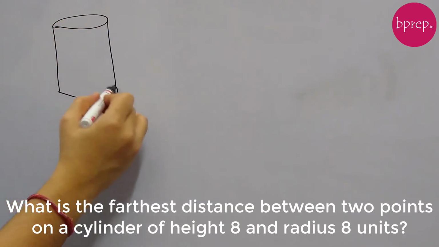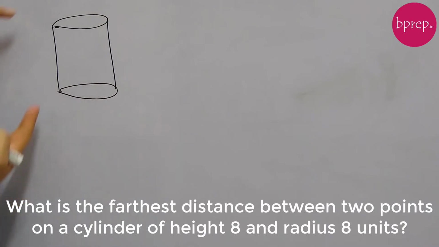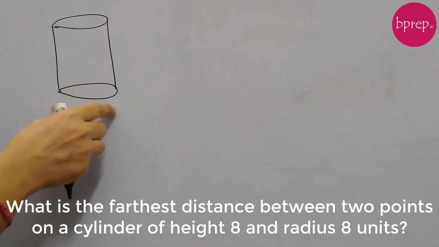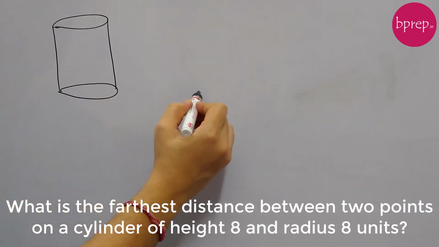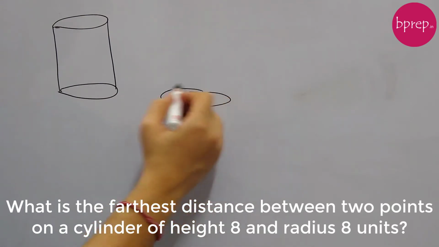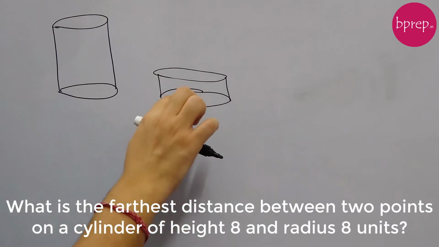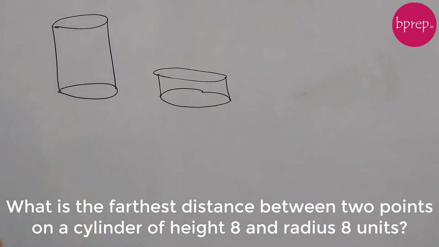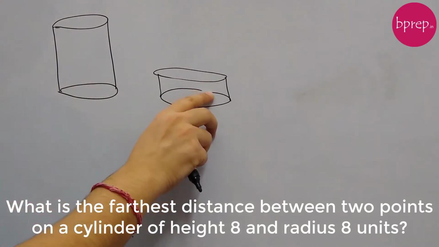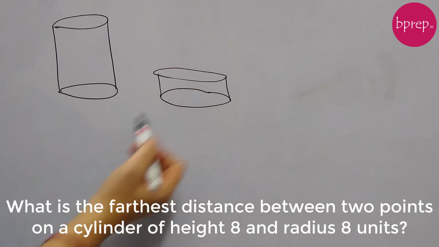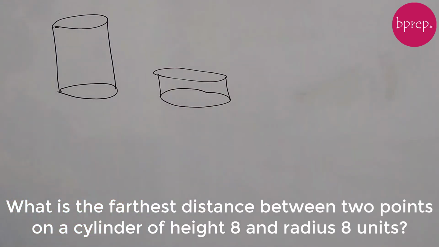Okay, so let's say we have this cylinder where height is more and base is less, and other cylinder could be like this where base is more than the height. Okay, so it can be any cylinder. To find the farthest points which are inside the cylinder, we should do this.